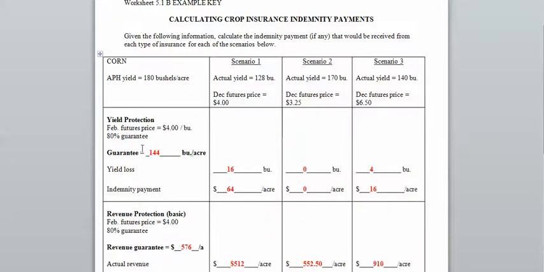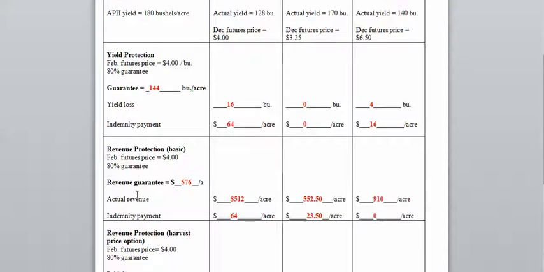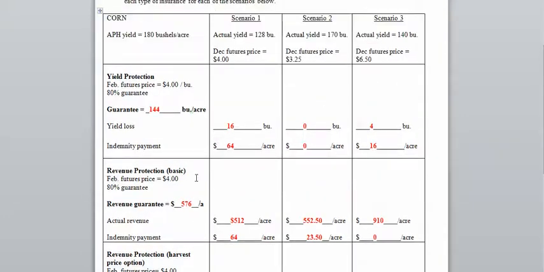So we will look at the different crop insurance alternatives here. The yield protection here, basic revenue protection. This would mean harvest price exclusion. We're only looking at spring price in that example. And then the revenue protection with harvest price option or harvest price inclusion. So let's go ahead and take a look at these three scenarios with the three different crop insurance alternatives.